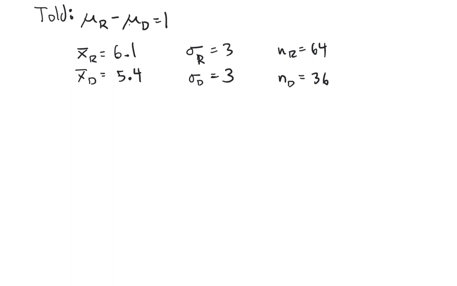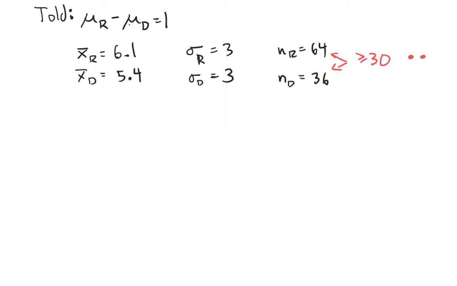And using what we just talked about, we know our sampling distribution is going to be normal because both of these are above 30. Our sample sizes are large in both cases. Since they're large in both cases, the central limit theorem tells us that the sampling distribution is going to be normal. So we like that.